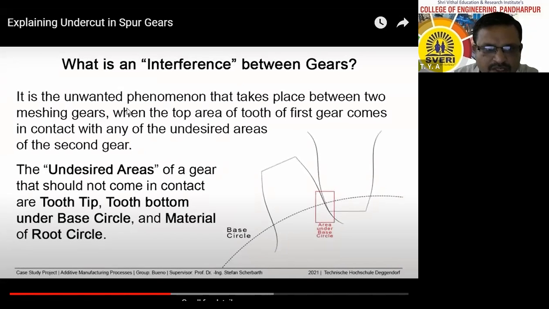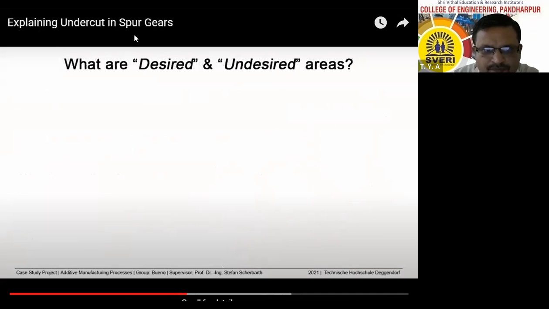It is the unwanted phenomenon that takes place between two meshing gears when the top area of the tooth of the first gear comes in contact with any of the undesired areas of the second gear. The undesired areas of a gear that should not come in contact are the tooth tip and tooth bottom. What are undesired and desired areas?